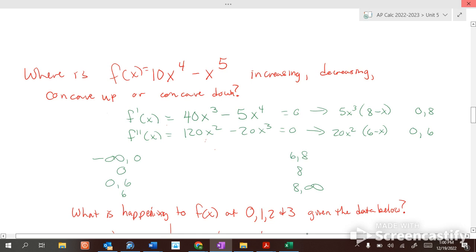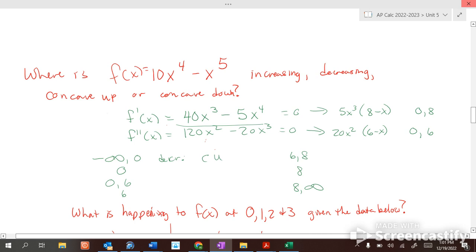From negative infinity to 0, what's an easy number in between? Negative 1. If we stick negative 1 into the first derivative, we get a negative minus a positive, which makes it a negative. So it's decreasing right here. If you stick negative 1 into the second derivative, you get a positive 120 plus another 20, so it's concave up. It's decreasing and concave up.